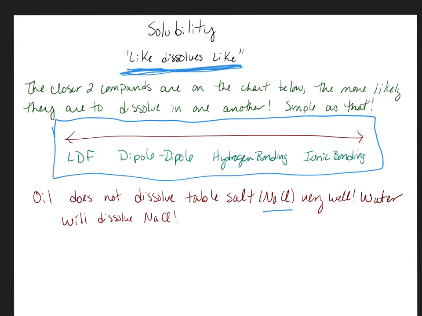Things that are like oil, when you combine an oil that has London dispersion forces with water that has hydrogen bonding, those two things do not dissolve well. And it's because they're further apart on this chart. So that's what we mean when we say like dissolves like. So look at your functional groups, and as we get to see other things in the near future, we're actually looking at parts of a molecule instead of even the entire thing. So that's another thing to keep in mind.